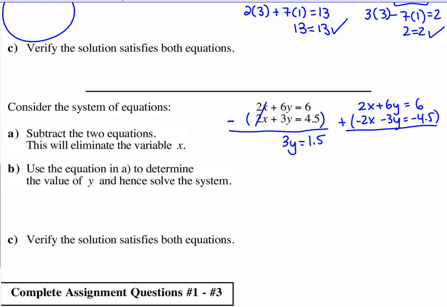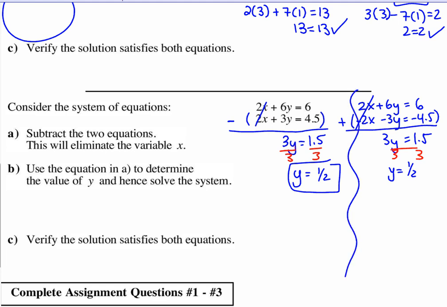So does that still give you 3y equals 1.5? Yes, it does. Both would work. These would still cancel. Okay, divide both sides by 3, and what does that equal? 1/2. So y is a half. Yay. Okay, I don't only have to write this once. So I just wanted to show you subtraction versus adding the opposite sign. Same thing.